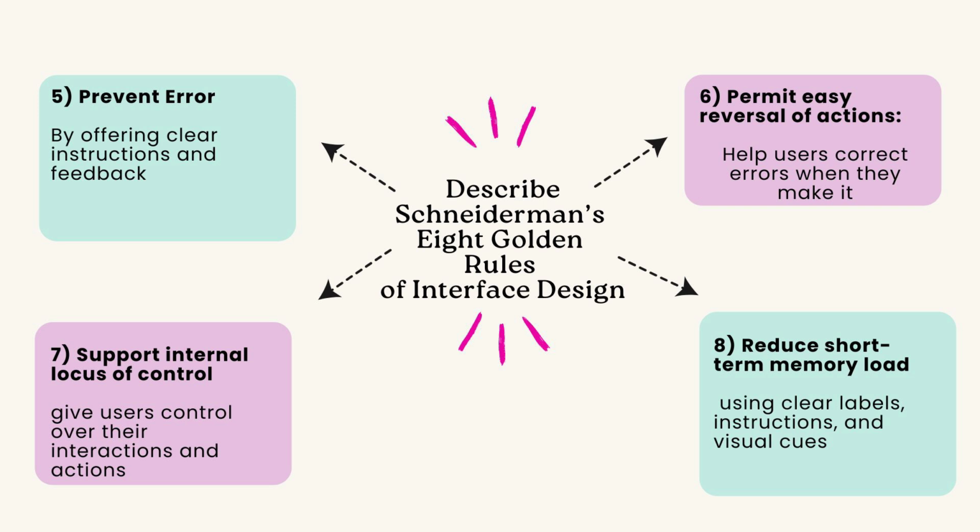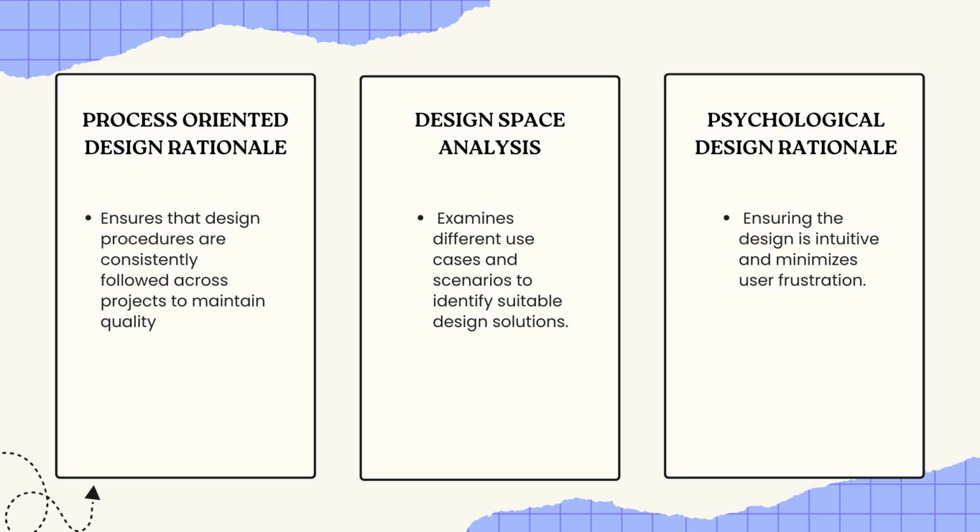Number 7, support internal locus of control. Give users control over their interaction and actions. Number 8, reduce short-term memory load, using clear labels and instructions. Process-oriented design rationale ensures that design procedures are consistently followed across projects to maintain quality. Next, design space analysis. Examine different use cases and scenarios to identify suitable design solutions. So with the feedback from the users, we can identify the best scenario to find the design solution.